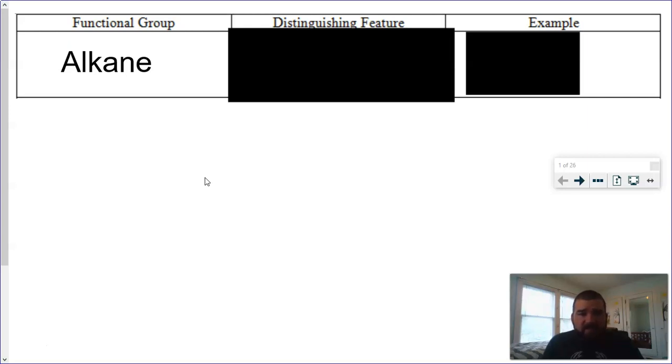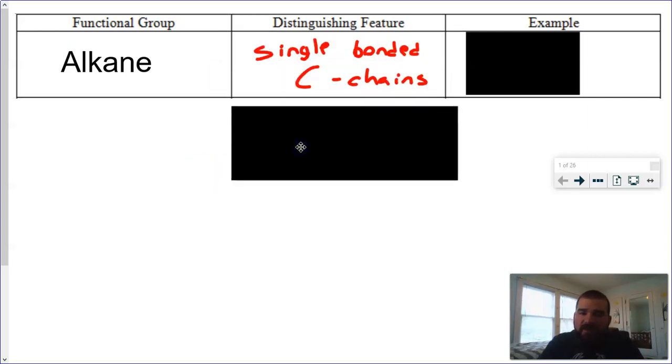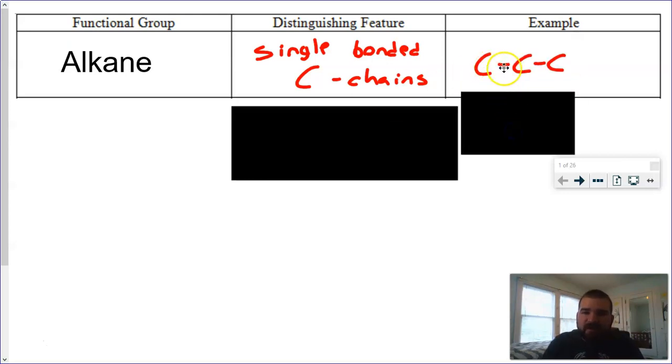So let's just go through. The first type of functional group, and by the way, the functional groups are like little features, I guess you could say, or a way of identifying what type of organic molecule something is. So they have different names. A functional group is just, hey, what feature is there on this molecule? So an alkane is a single bonded carbon chain. So it's chains of carbon, carbon, carbon, carbon, carbon, carbon in a chain, all singly bonded. So for example, carbon bonded to a carbon, carbon bonded to a carbon, something like that.